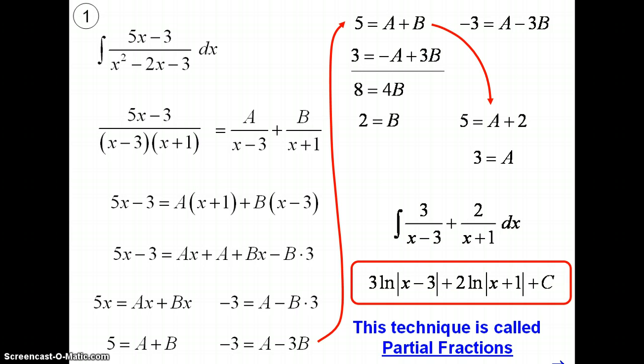Again, partial fractions. If we talk about partial fractions, this is the only way to do it. This is the partial fractions method.